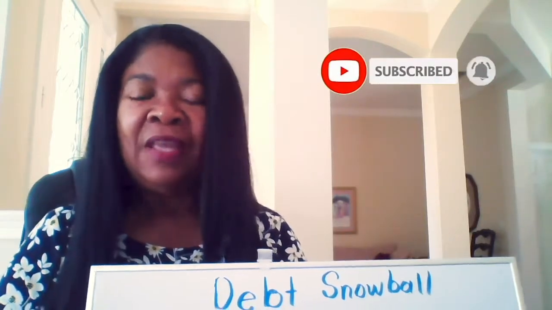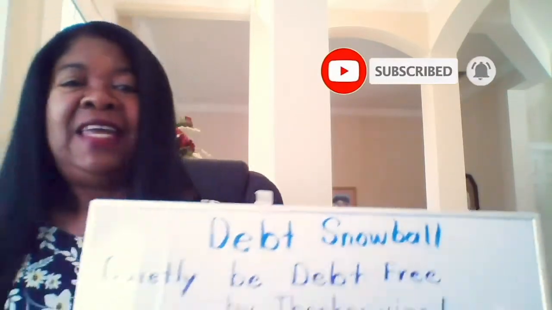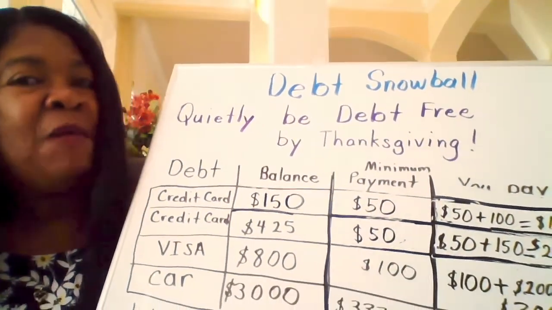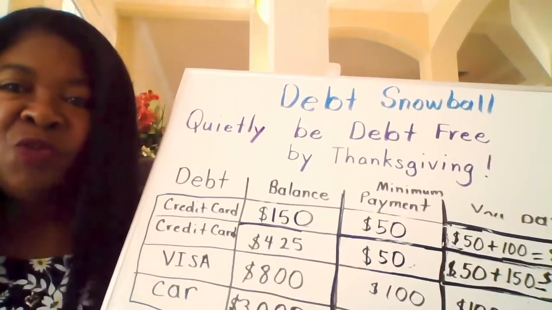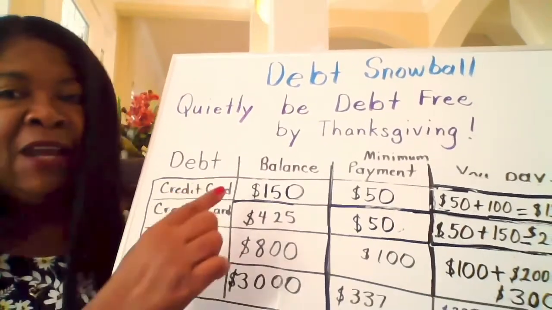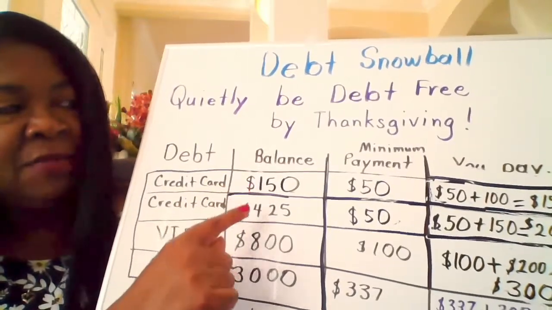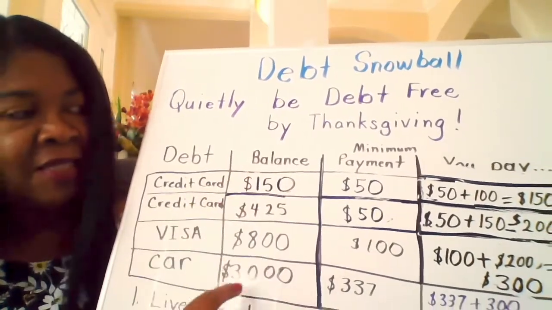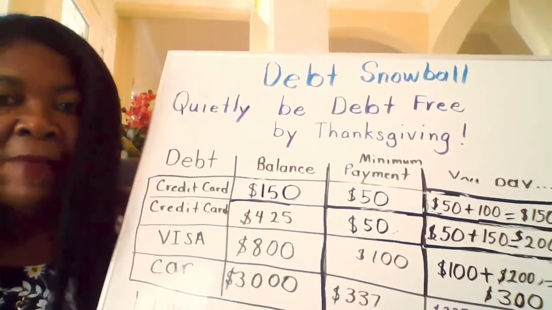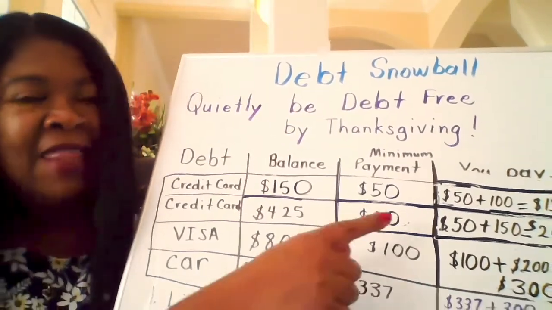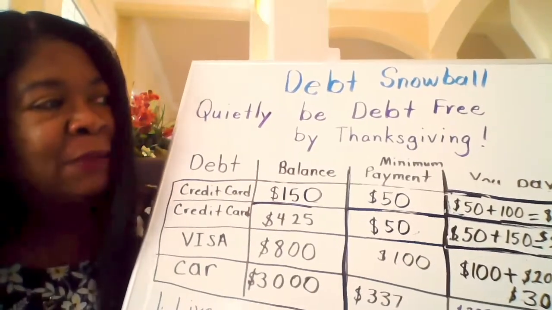Today I'm going to teach you how to do the debt snowball. The debt snowball is where you list all of your debts from the smallest amounts to the largest amount. Here I made an example for you to see. I have listed some debts and I listed the balances, and I also listed the minimum payments that is required for each one of those, and then how much you will pay.